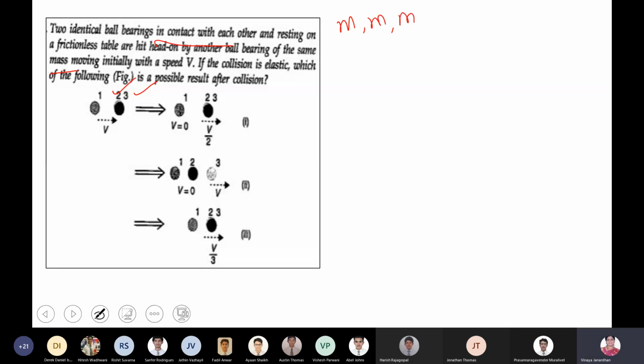But the ball bearings 2 and 3 are at rest. The first one is moving with a velocity and hits the second and third, which are in contact. Are you clear with the question? Are you clear with the question, boys? Ayan, are you clear with the question?